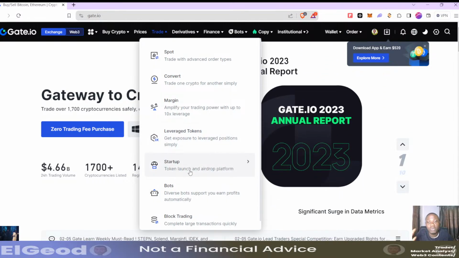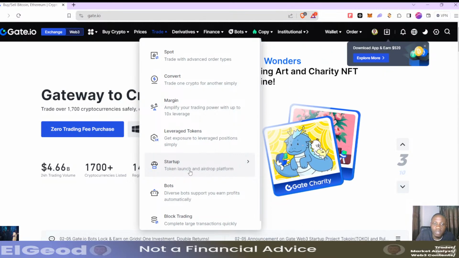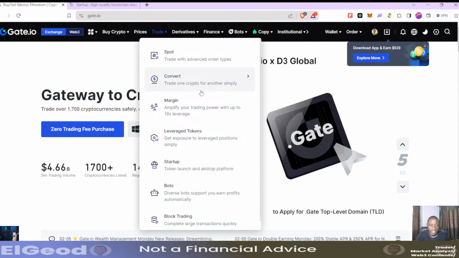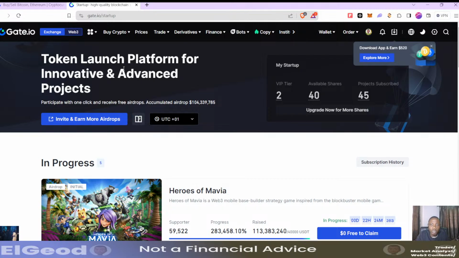This startup zone is where you see the tokens that will be launching, or about to launch, and the potential airdrops they give. Depending on the amount you trade and the volume it generates, this will contribute to the amount of airdrop you're going to get. We will talk about that extensively when we get to that point. But of course, I've opened the startup page in a new tab. So this is the startup page.